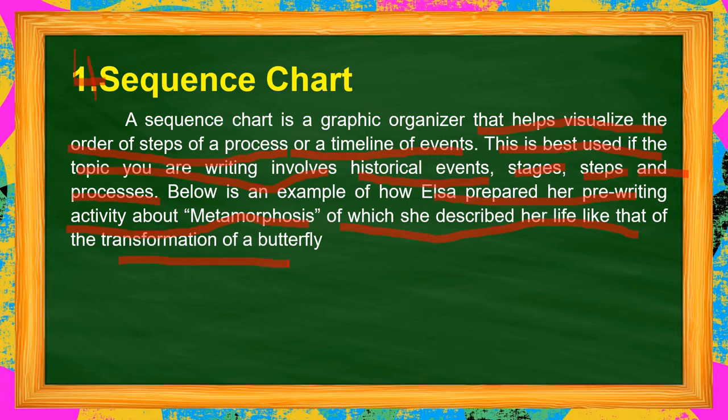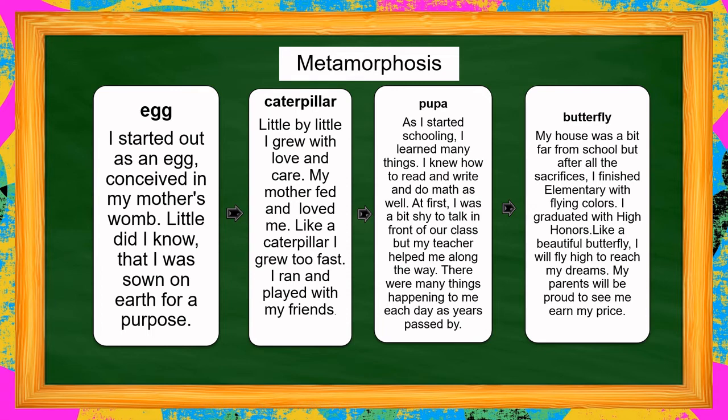Let's go. Look at this illustration or this sequence. Metamorphosis of you. You have the egg. So personalized, right? So it says here, I started out as an egg conceived in my mother's womb. Little did I know that I was sown on earth for a purpose. And then you have the caterpillar. Little by little, I grow with love and care. My mother fed and loved me like a caterpillar. I grew too fast. I ran and played with my friends.